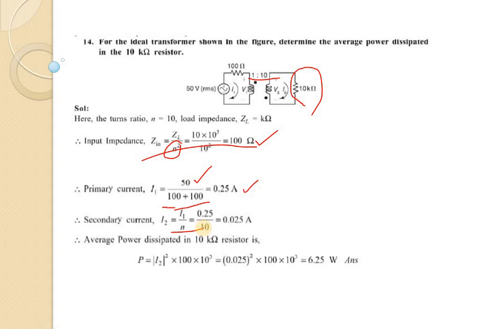Now the average power dissipated in the 10 kilo ohm resistor will be calculated using the power formula I square R. Because the current in the 10 kilo ohm resistor is I2, we take I2 square times R, where R is 10 kilo ohm. So it will be 0.025 square into 10 to the power 3, that means 6.25 watt. So the result we are getting here is 6.25 watt.